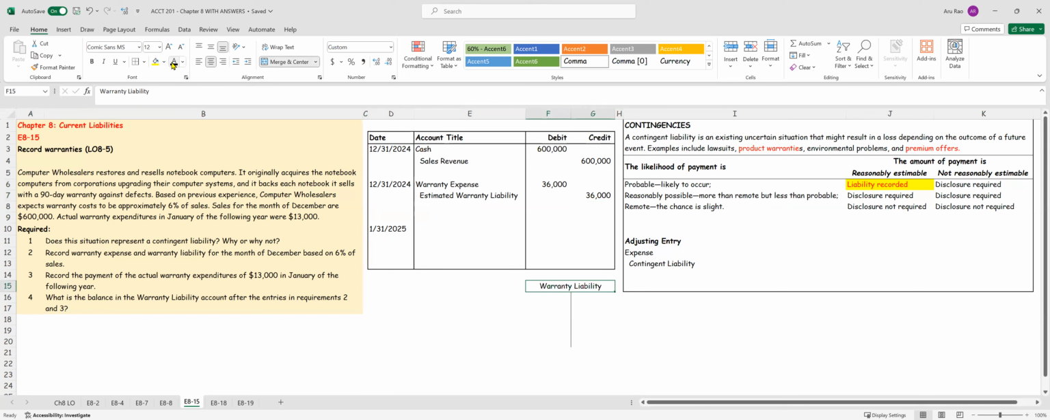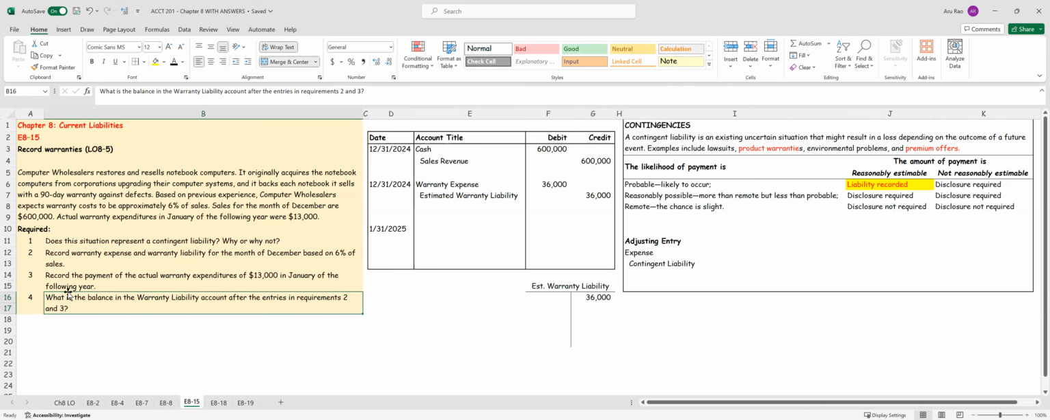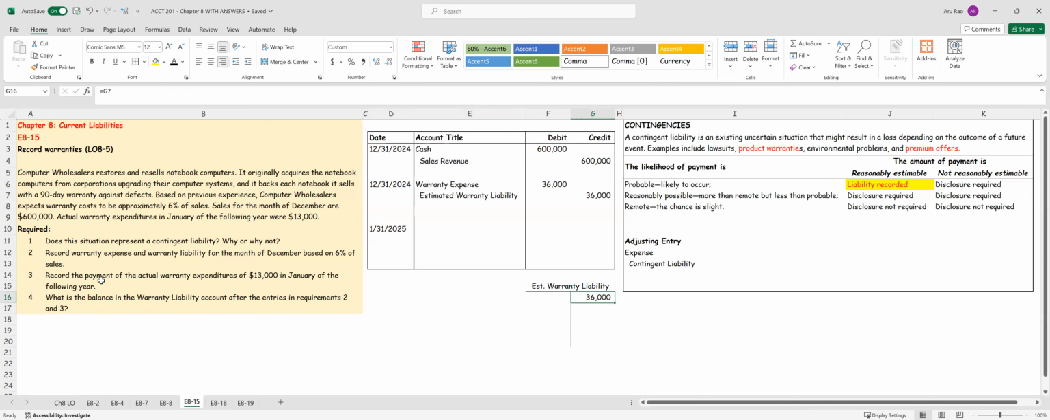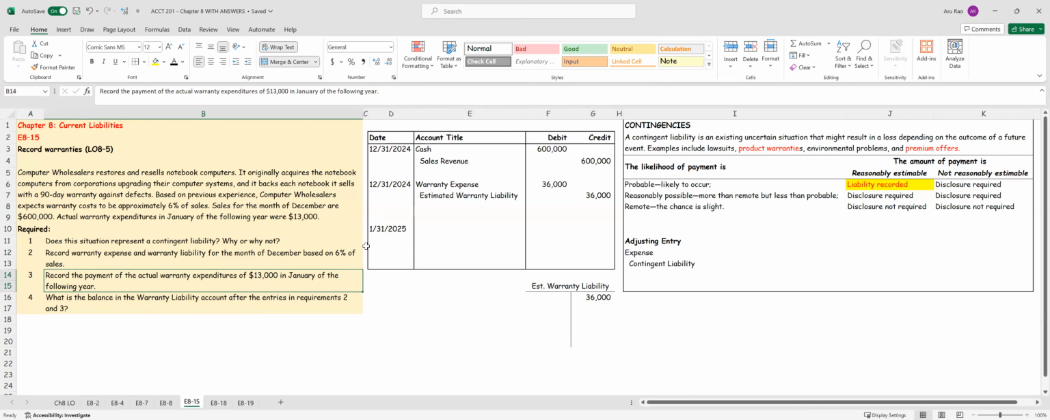I'll do a T account over here, and that's for part 4. Estimated warranty liability in the T account, and the amount is $36,000. In part 4, I'm jumping to part 4 over here. They ask you what is the balance in the warranty liability account after the entry in the second journal entry. The second one over here. In part 2, they ask you to calculate the warranty expense. That was what we did over here. So it's $36,000. Let's do the journal entry on January 31st.